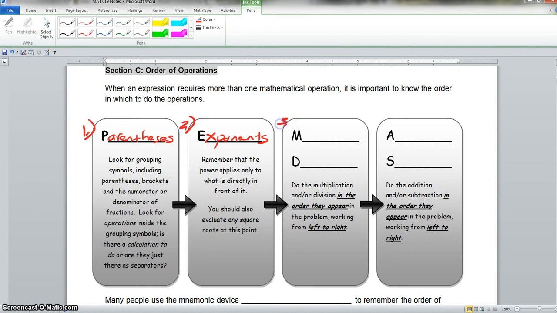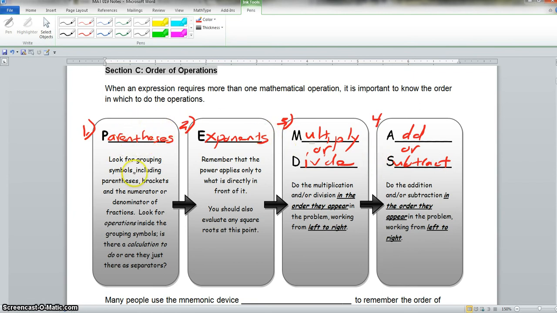Now we come here to number 3. Now, is multiply or divide? And then finally, number 4 would be add or subtract. Now this is the exact order that you would do the problems that you will encounter.